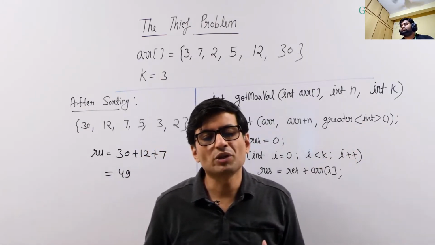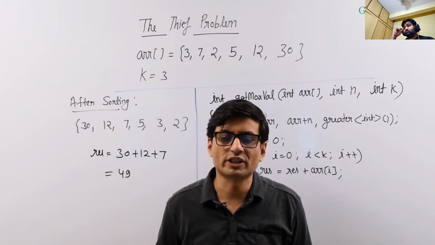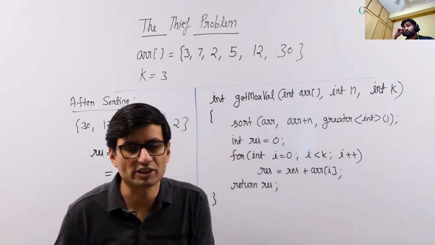And also one more thing, we could solve this problem by sorting the array in increasing order also. We can sort the array in increasing order and then run a loop so that we get the sum of the last k items. That's another way of implementing it.